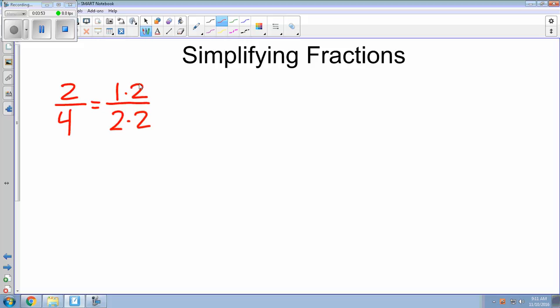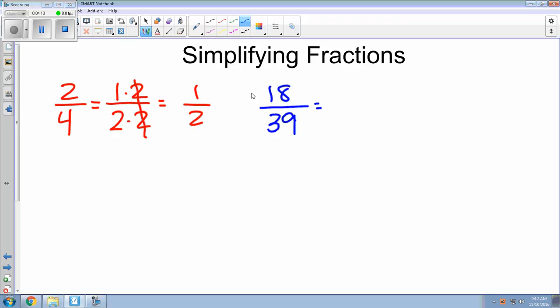What this lets you do is cross off the 2's, and you're left with just 1 over 2. Now again, you guys don't do that anymore most of the time because you know most of your factors. But this works the same way for bigger numbers. Say I did 18 over, let's go with 39.